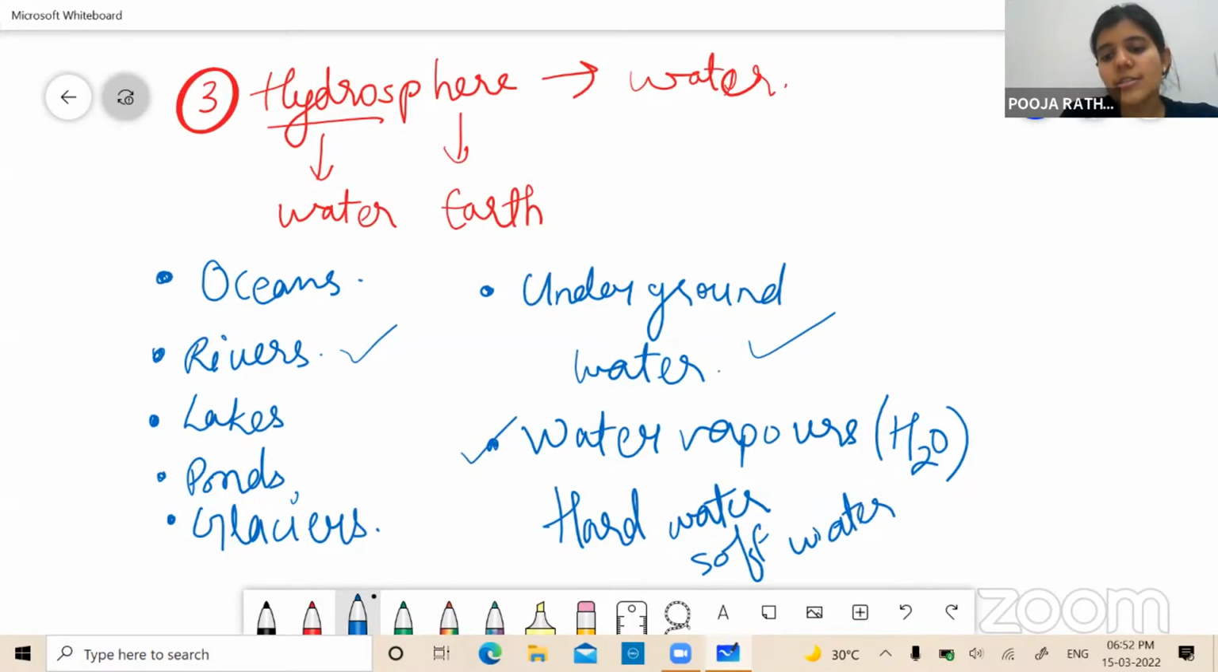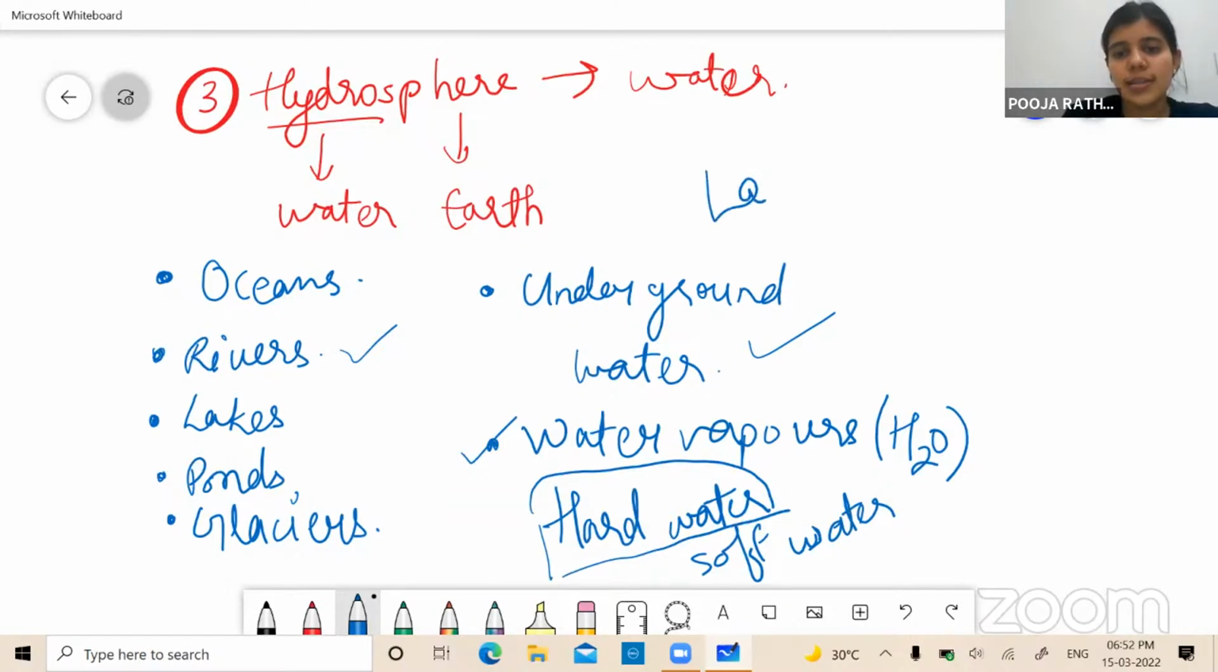Soft water contains soluble salts, which can be dissolved easily, making foam or lather with soap, while hard water contains salts which can't be dissolved easily. Hard water just destroys our clothes and utensils and whatever we wash with it. It does not form lather.